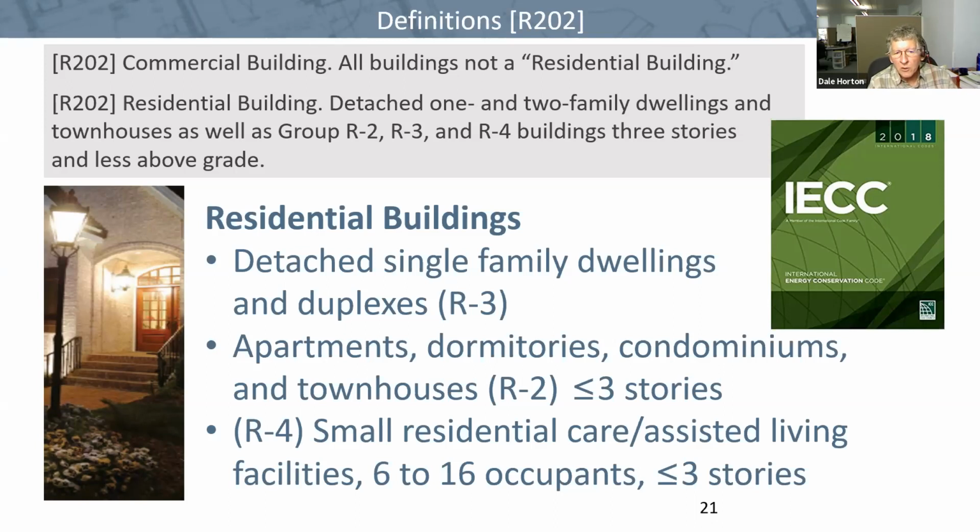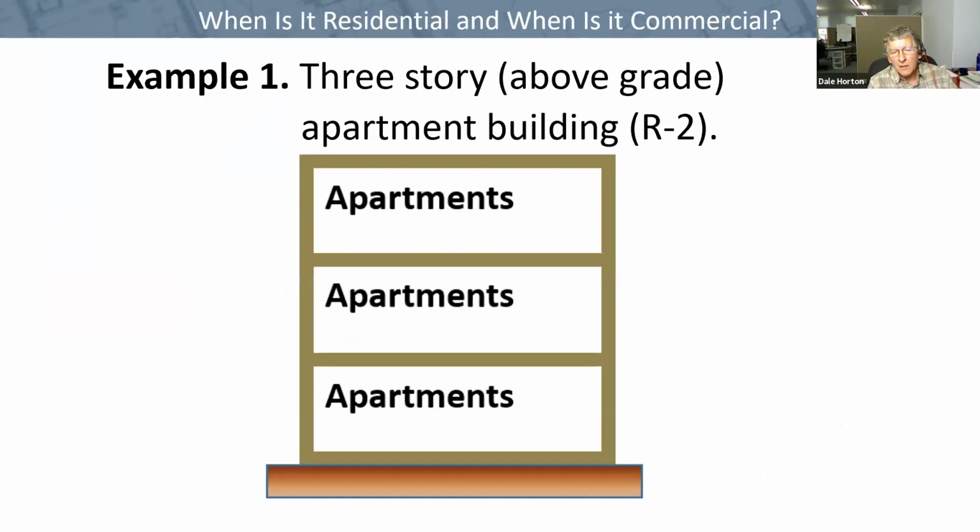It's important to note that you could potentially have a single-family building or a duplex that was greater than 3 stories in height, and it would still fall under the residential provisions of the IECC. But you could not have occupancy R2 or R4 greater than 3 stories and still have it fall under the residential elements.